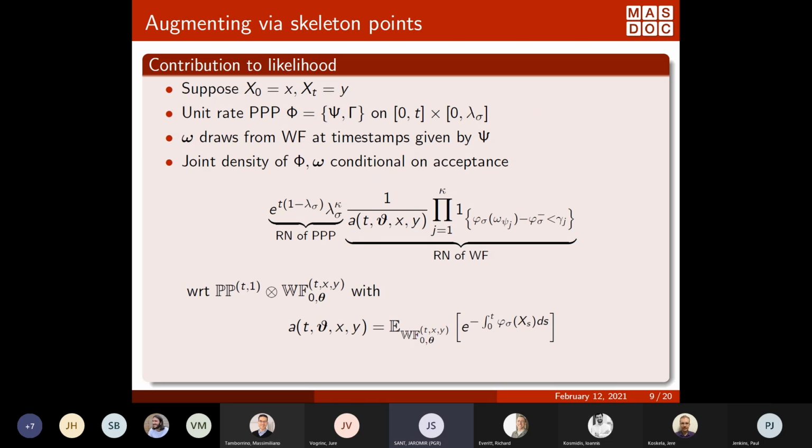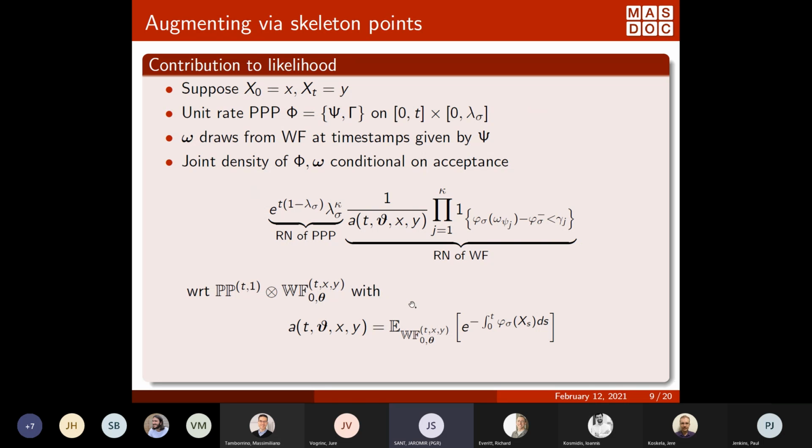And actually, I can derive the joint density of phi and omega conditional on them being accepted as being draws from the non-neutral Wright-Fisher. And this joint density is actually given by two different quantities. This exponential and lambda sigma to the kappa over here is simply the Radon-Nikodym derivative of phi with respect to a unit rate Poisson point process on [0,t] cross [0,1]. So we get this form over here. And the second term over here is just the Radon-Nikodym derivative of our proposal omega with respect to the law of the Wright-Fisher we're targeting, which is this.